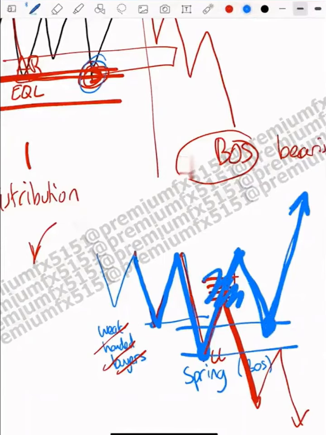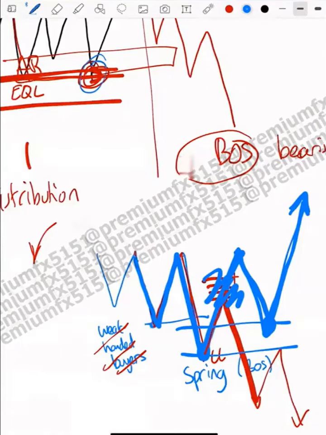So now you can see that a break of structure does not necessarily mean it's a bearish sign, because if it is people who are accumulating, it is a trap. You're taking out the weak-handed buyers, you're taking out the sellers, and the only people that are remaining is the people who are accumulating. That is the same as a FU candle.